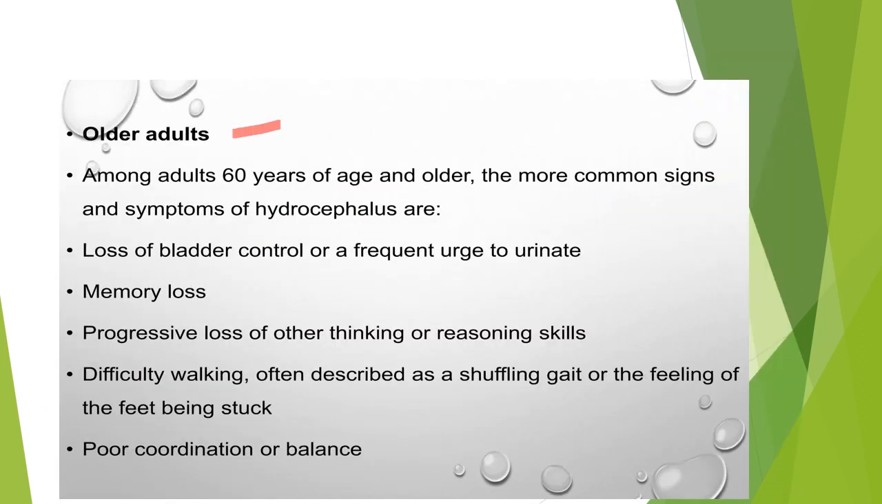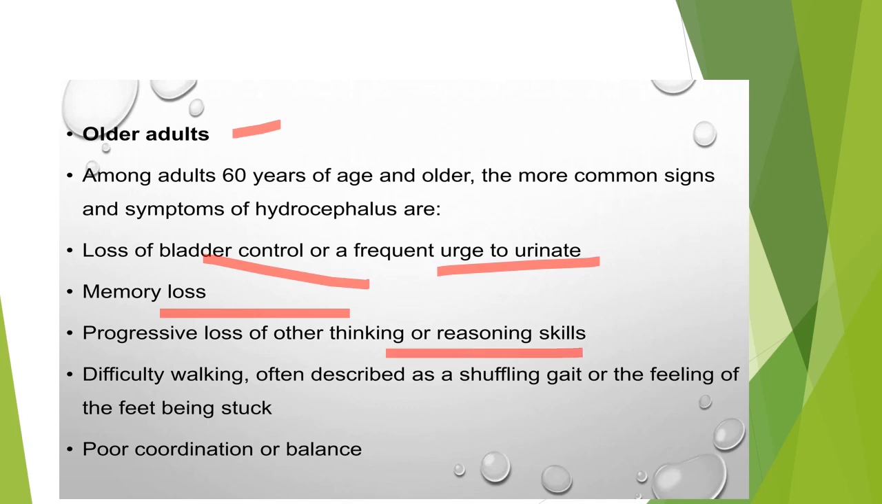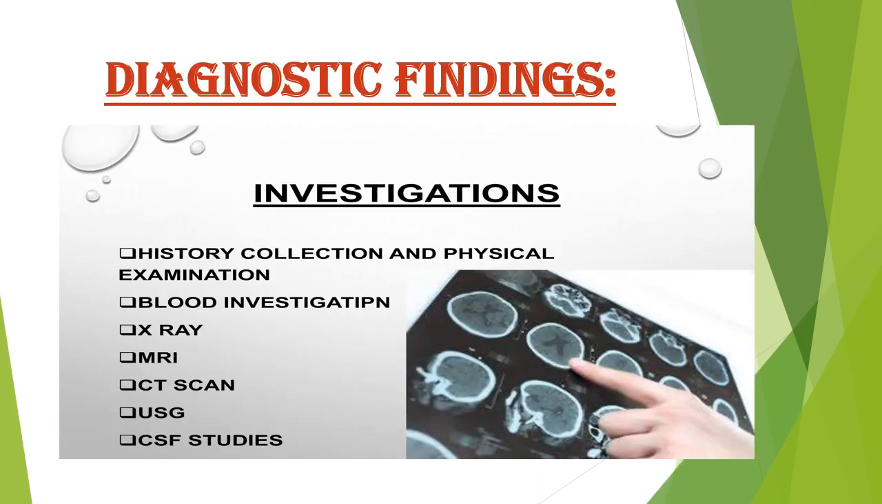In case of older adults, that is above 60 years, there will be a loss of bladder control or frequent urge to urinate. Then memory loss will be there, reasoning and thinking skills will be decreased, and difficulty in walking, shuffling gait will be there. Poor coordination or balance will be there for older adults.